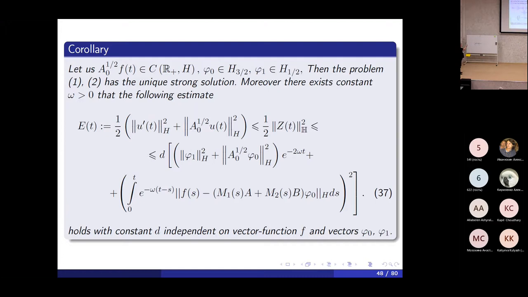You see, you have an estimate of the energy of our system in terms of the initial data and the right-hand part of our system. Initial function and right part, depending on the kernels, of course.